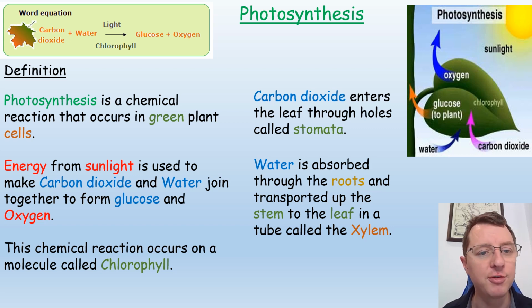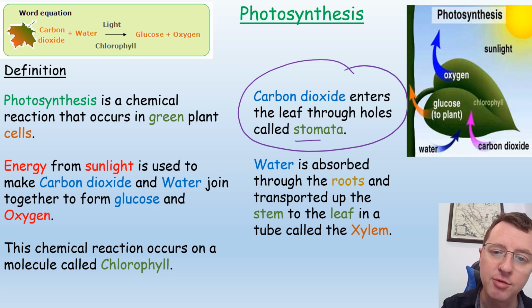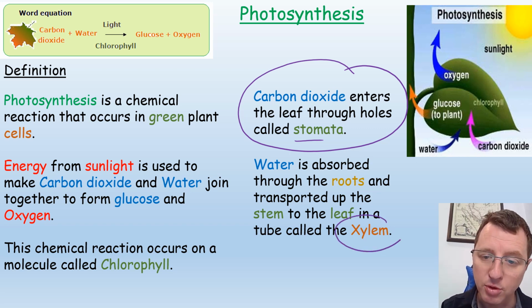Remember that photosynthesis is a chemical reaction that occurs in green plant cells where energy from sunlight is used to make carbon dioxide and water join together to form glucose and oxygen. This chemical reaction occurs on a molecule called chlorophyll. So the carbon dioxide will have to enter the leaf through holes on the bottom of the leaf known as stomata, and the water is absorbed through the roots and transported up the stem to the leaf in a tube called the xylem.